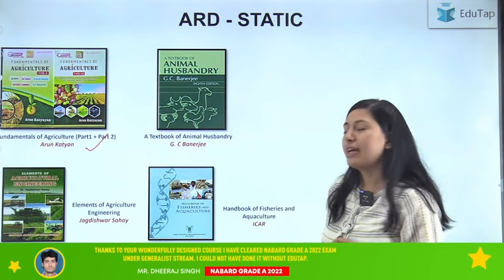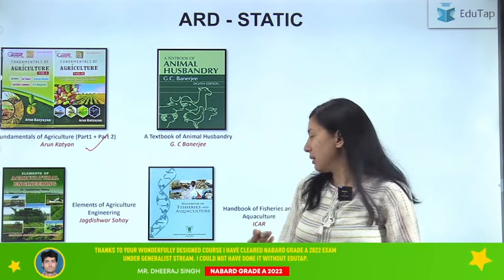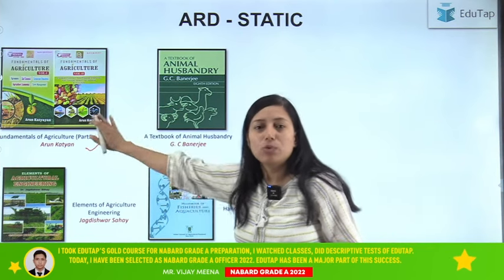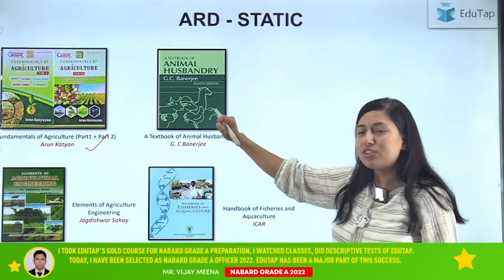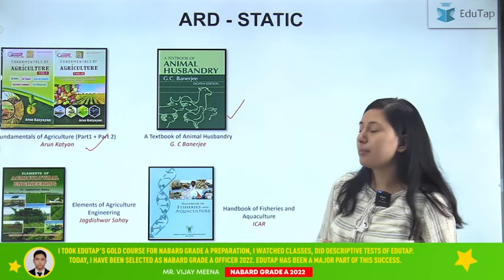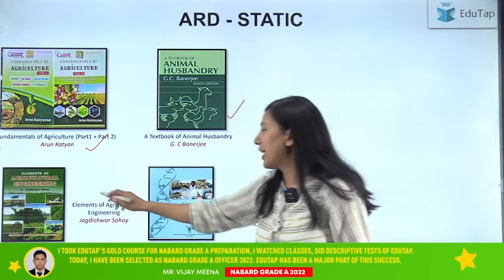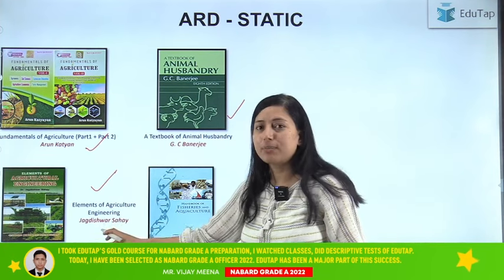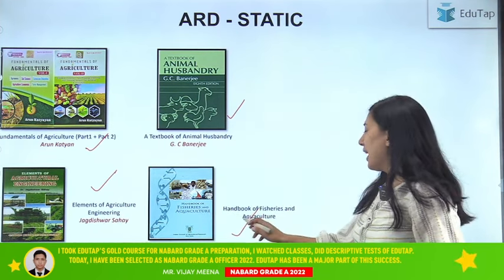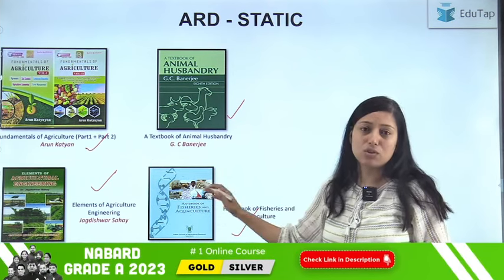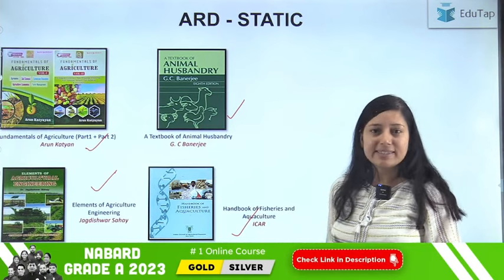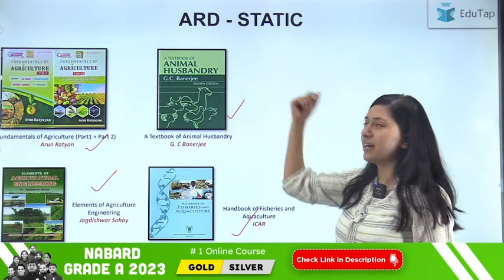Okay. Now in agriculture we have some allied subjects, that is animal husbandry, agriculture engineering, fisheries. So from where to cover these, because आपको इस बुक में इन सब्जेक्ट का कंटेंट थोड़ा कम मिलेगा. ठीक है. So for animal husbandry, you can refer to the Textbook of Animal Husbandry by G.C. Banerjee. Then for agriculture engineering, Elements of Agricultural Engineering by Jagdish Sahay. Then Handbook of Fisheries and Aquaculture by ICAR. So these are good and enough sources for covering your ARD Static.